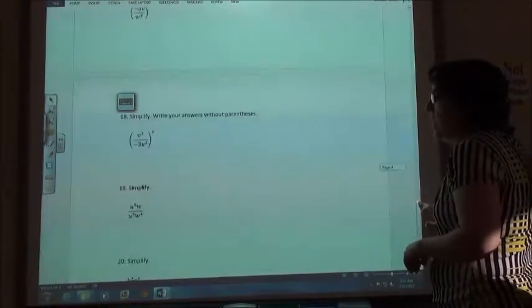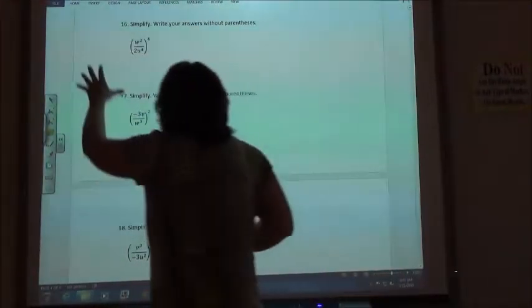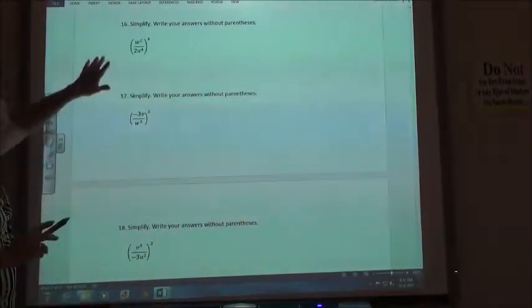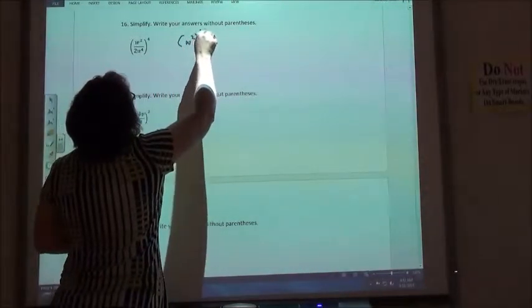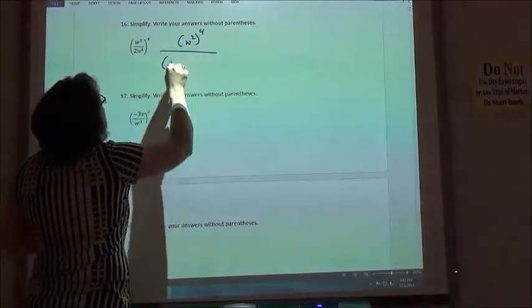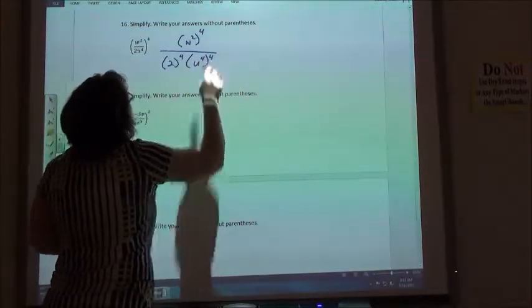16, 17, and 18, same kind of thing. We're just having that fraction in there. But I'm going to do the same thing. I'm raising to the 4th power. So I'm going to take my w squared to the 4th power. I'm going to take my 2 to the 4th power. And I'm going to take my u to the 4th power.